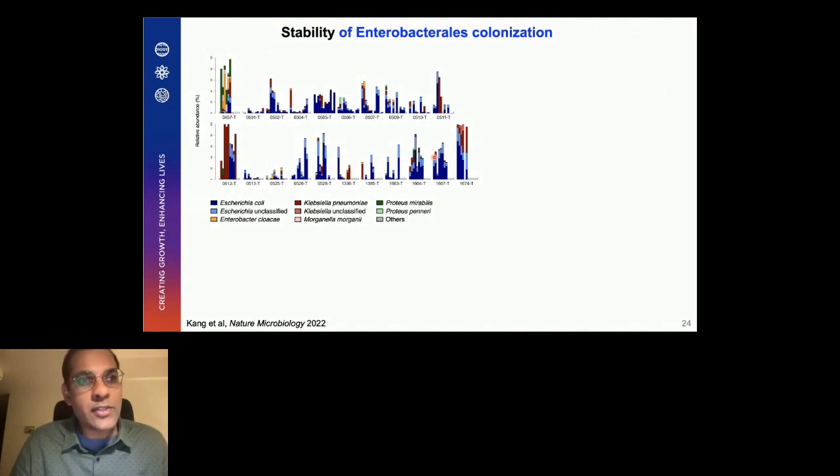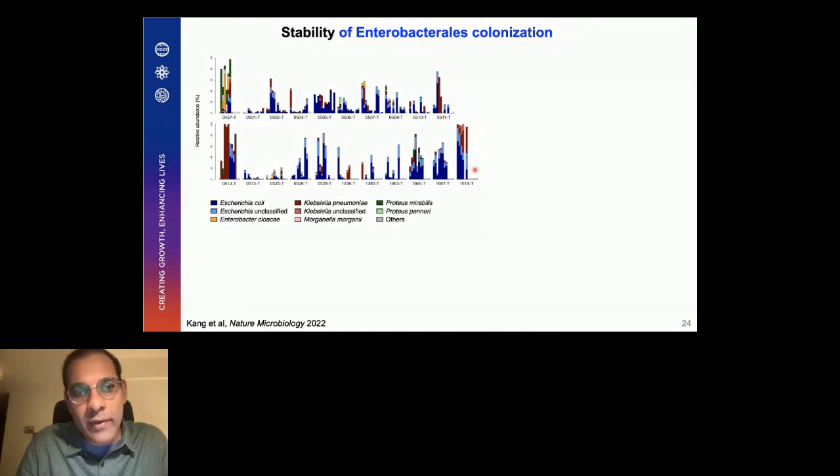But this colonization is also not very stable. What we find is that if you look at the abundance of Enterobacterales in the gut microbiome, the relative abundance is very high in some individuals, as high as 80 or 90%, dominated by E. coli, Klebsiella, and other species. But this is not very stable. So, for example, in subject 0457T, where we are showing one stacked bar chart per time point, you can see that the community changes quite rapidly from one time point to another. In another individual, it switches from a Klebsiella dominant gut microbiome to an E. coli dominant gut microbiome and then back.